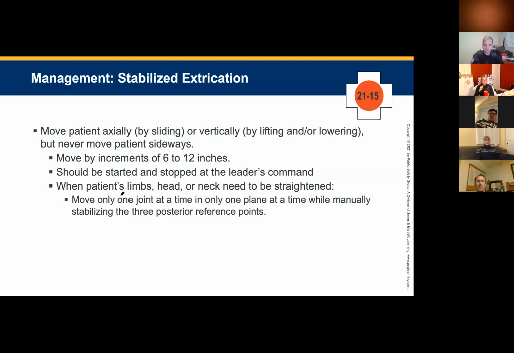And when the patient's limbs, head, or neck need to be straightened, we want to move only 1 joint at a time in only 1 plane. This is really big. Anytime we're going to move somebody, we want to move only 1 joint in 1 plane at a time.